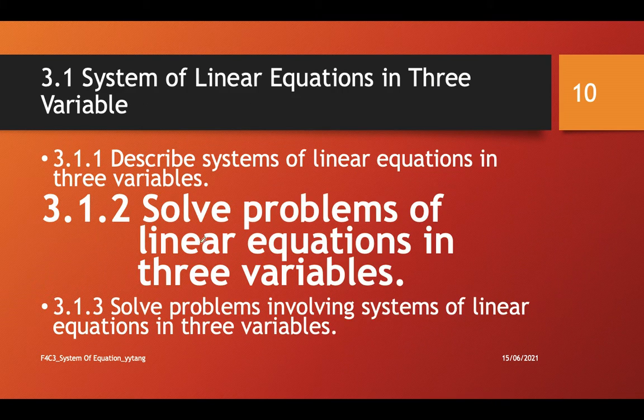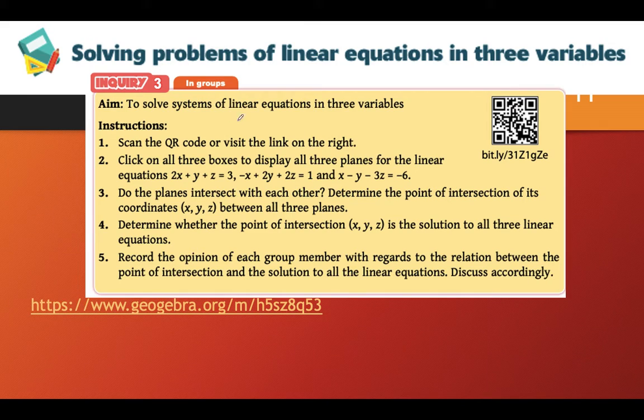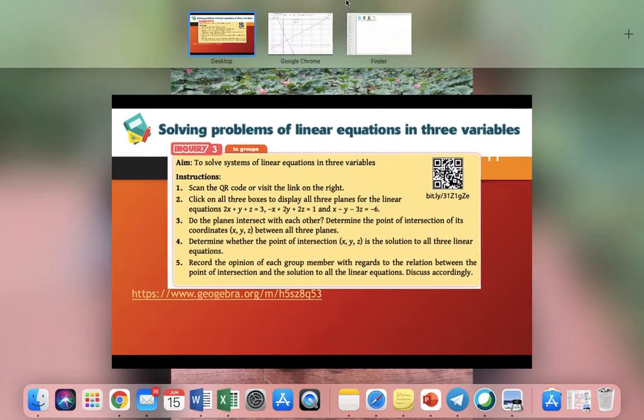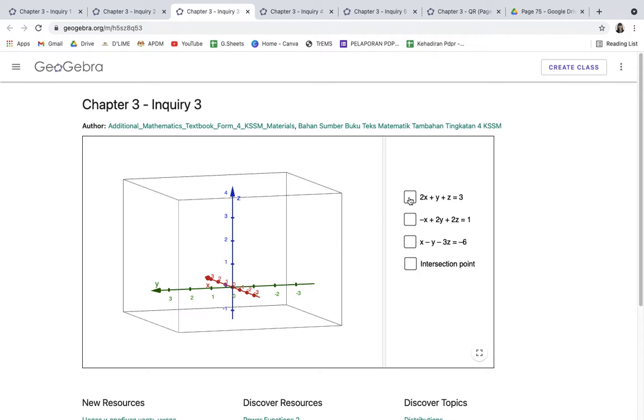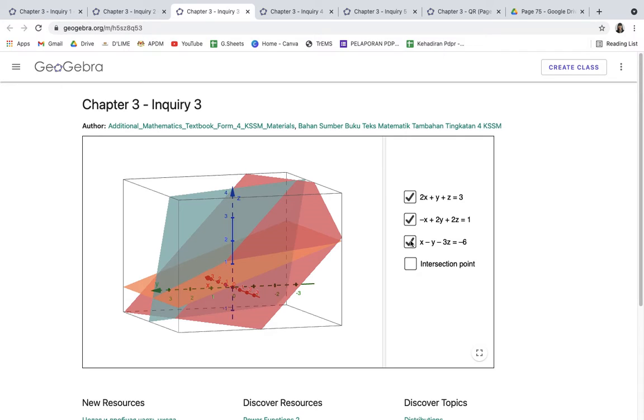Now, 3.1.2. Okay, after we describe the system, now we need to solve problems of linear equations. We may find x, y, z. What is the value? Now, let's see inquiry 3 to solve a system of linear equations in 3 variables. Okay, to solve inquiry, this is 2x plus y plus z equals 3. This is another one. This is another one. To solve it, meaning to find the intersection point.